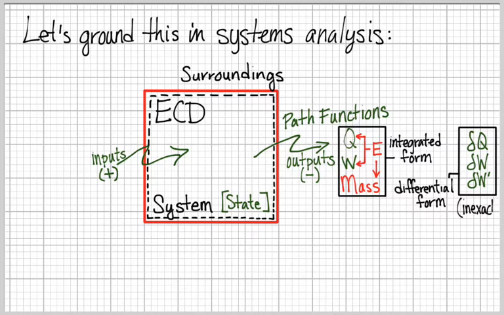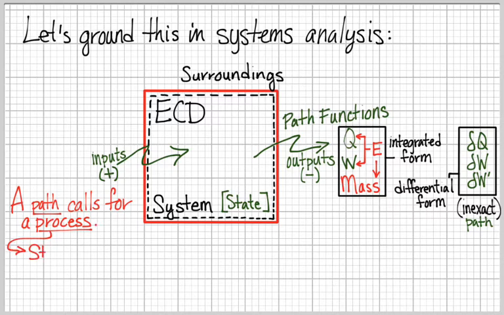We would call these functions inexact, and we make sure that we draw the d with the sweeping back curve, whereas a sweeping forward curve would be a partial differential, which is not what we're talking about right now. Okay? So the idea of a path is going to change a state from an initial state to a final state. And if I go from an initial state, state 1, to a final state, state 2, I've actually engaged in a thermodynamic process. So a path calls for a process.